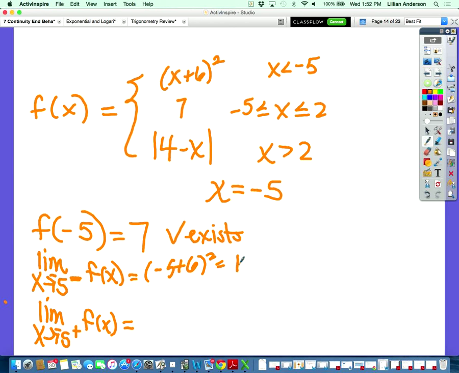What numbers are to the right of -5? -4, negative 3, negative 2, negative 1, 0. Where is that? The second piece. And so that's going to be 7. Just talked about this. If I'm approaching from the left and the right and they're different, it is a jump. This is not continuous at negative 5. There's a jump discontinuity there.